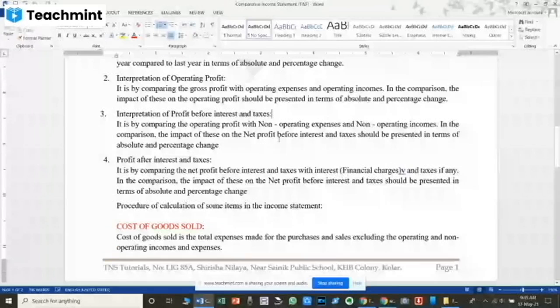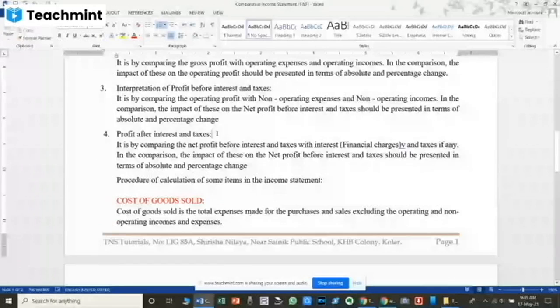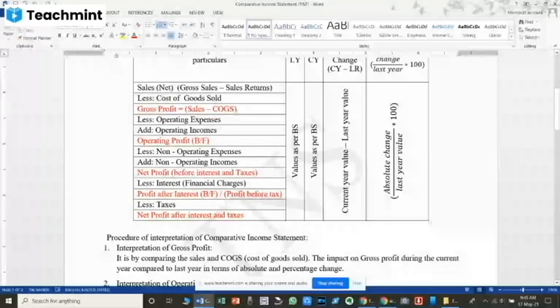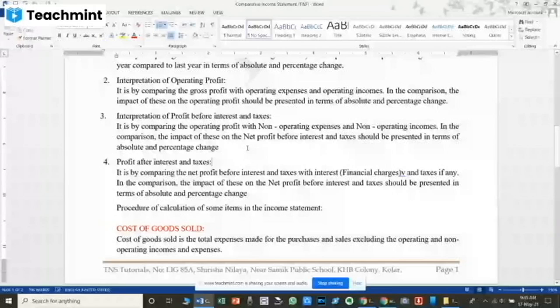Then the final one is profit after interest and taxes. This is the final answer of your statement. For the purpose of interpretation of this profit after interest and taxes, we have to consider the amount of interest paid by the company as well as the taxes paid by the company, by making a comparative study between the profit before interest and taxes and the amount of interest paid and taxes paid. We have to give a conclusion regarding the profit after interest and taxes, provided there is interest and taxes. Provided there is no interest and taxes in that company, then interpretation of profit after interest and taxes does not arise. Okay, so this is the bird's-eye viewpoint regarding the preparation of the income statement as well as interpretation of the income statement in the comparative income statement model.